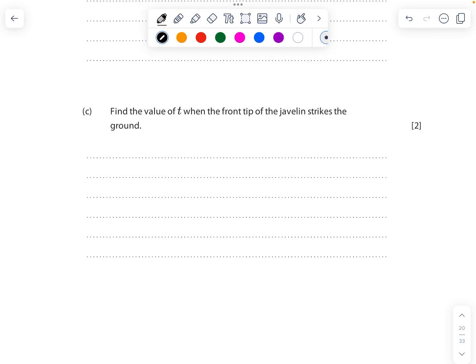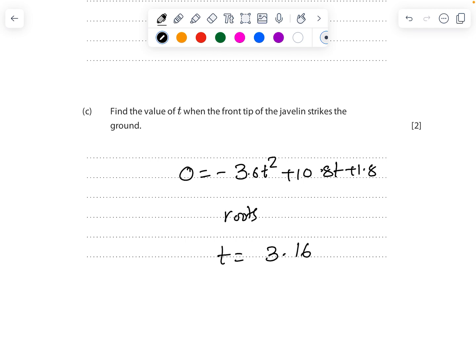Find the value of t when the tip of the javelin strikes the ground. So strikes the ground means height is going to be 0, so minus 3.6t square plus 10.8t plus 1.8 equals 0. Use the graphing calculator to find the roots. You should be getting 3.16.